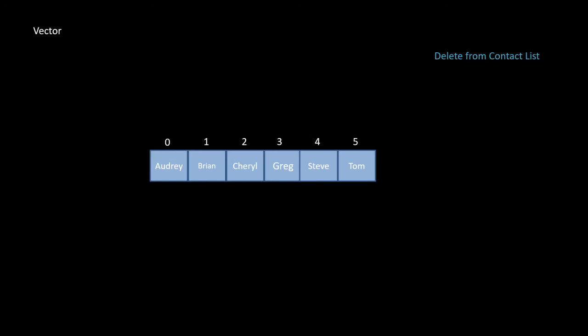I could have hundreds of contacts in my application. I could have thousands or even millions. So it's not going to be that great to do this as a vector. I want to do this in a more appropriate manner using a linked list.